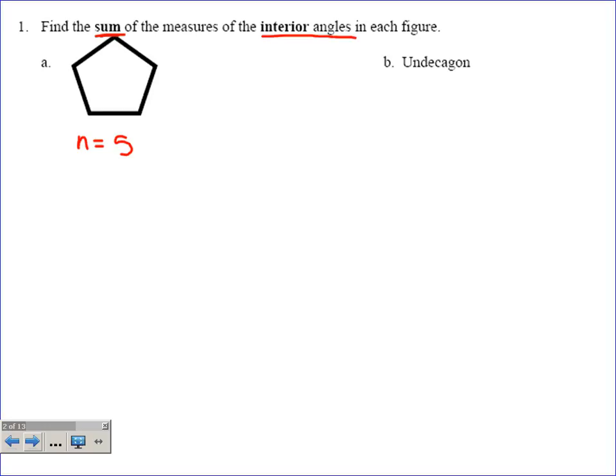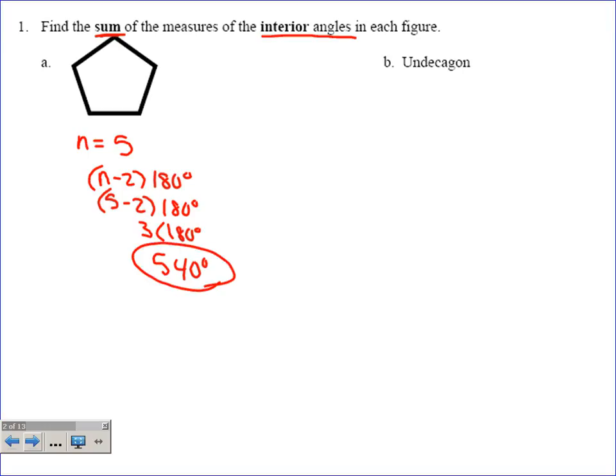Okay, so how do we do that? N minus 2 times 180, right? So what's N minus 2? 3. 5 minus 2 is 3, times 180, and that's 540 degrees. Okay. You need the degrees on that, right? Because it's degrees. Watch on your test tomorrow that you list degrees when you need degrees.